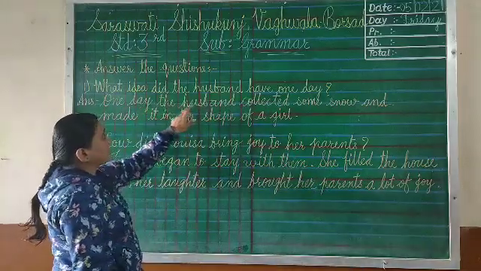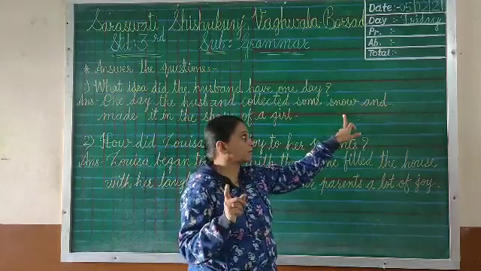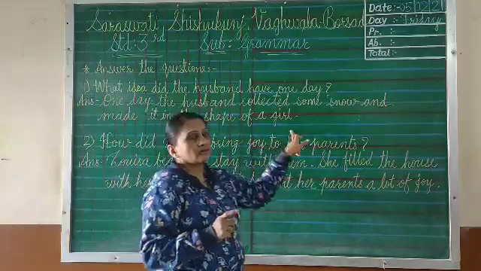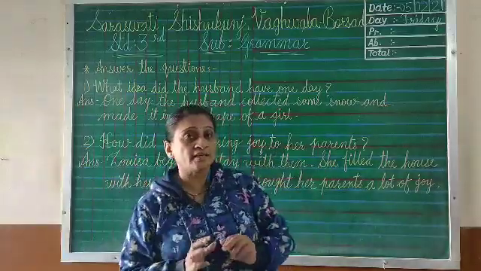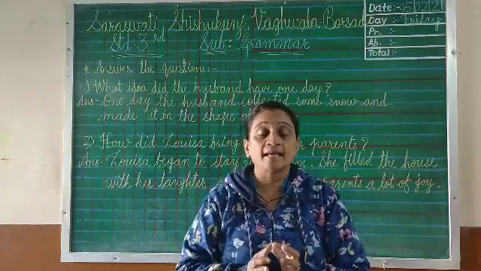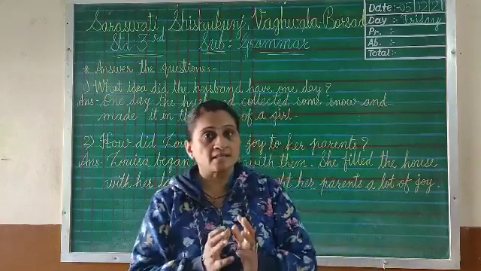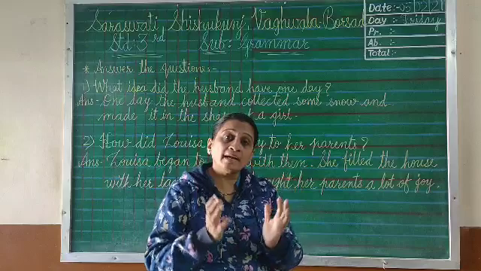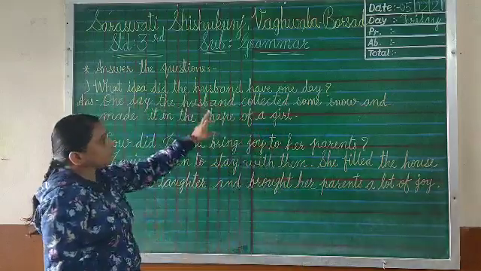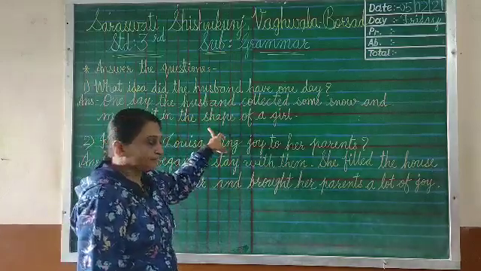One day the husband collected some snow. That you have to remember, and made it in the shape of a girl. Then after, what did he do? He collected the snow, and then he gave the shape like a girl. Okay, he made a girl shape of snow, a snow girl. See, like that you have to write. One day the husband collected some snow and made it in the shape of a girl.